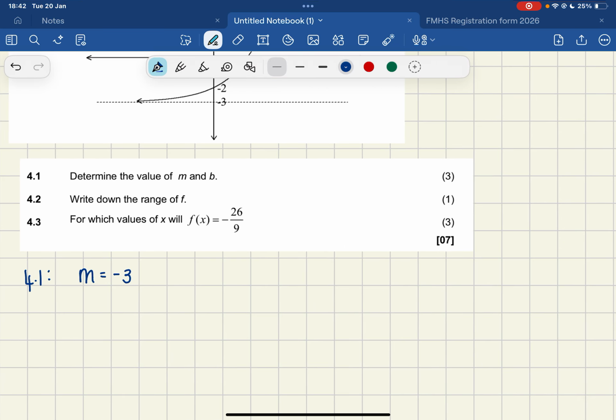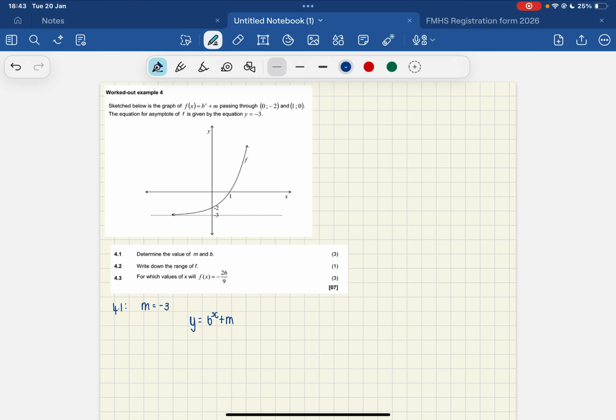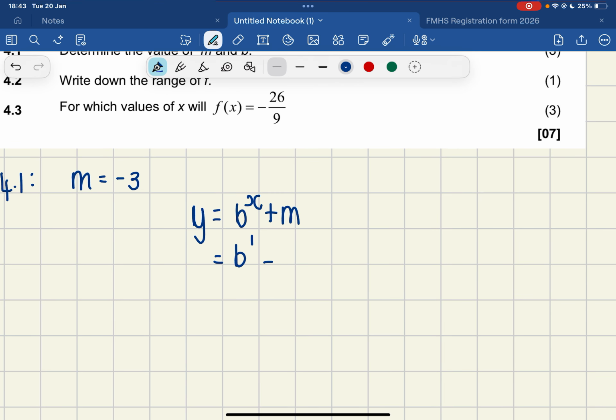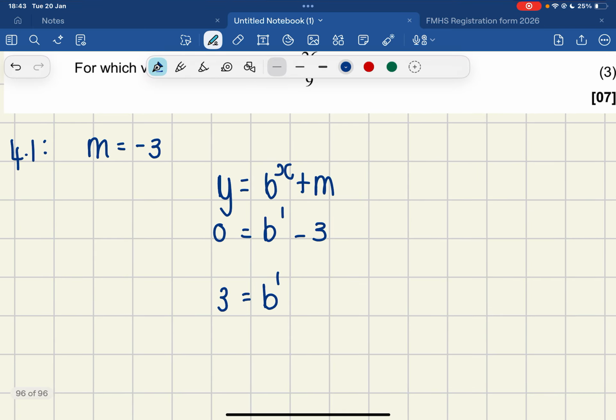We're given y, or f of x, is equal to b to the x plus m. Let's use one point, the point (1, 0). So x is 1, so b to the 1 plus -3, because m is -3, is equal to 0. So 3 is equal to b to the 1, therefore the value of b is actually 3. Perfect. So we get a mark here, it's 3 marks.